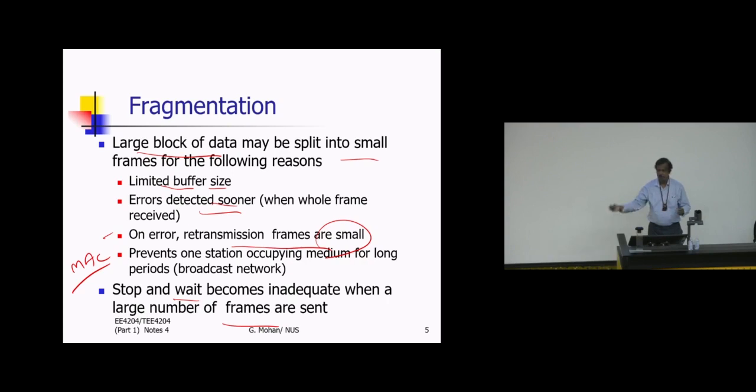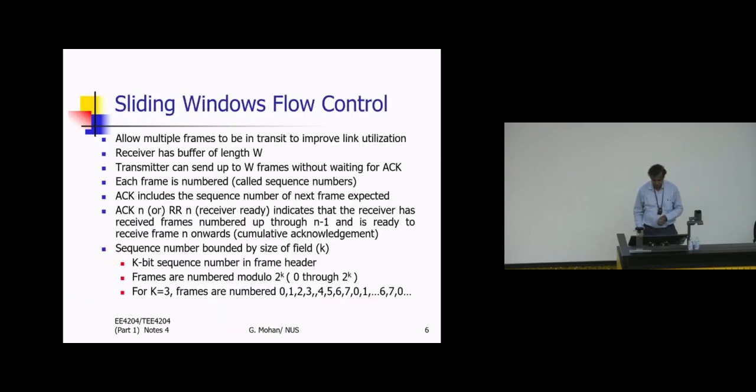Because usually the other user will wait until the transmission is complete. So we don't want one user to occupy the medium for a long time because he is transmitting a very big frame. For these reasons, we send small frames. That means the number of frames will be large. That means stop and wait is not a good idea to use all the time. The other approach, which is dominantly used, is the sliding window-based approach.